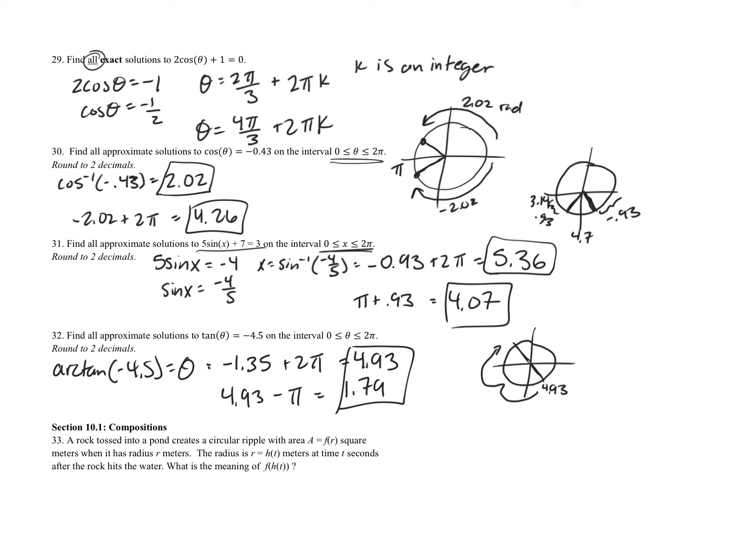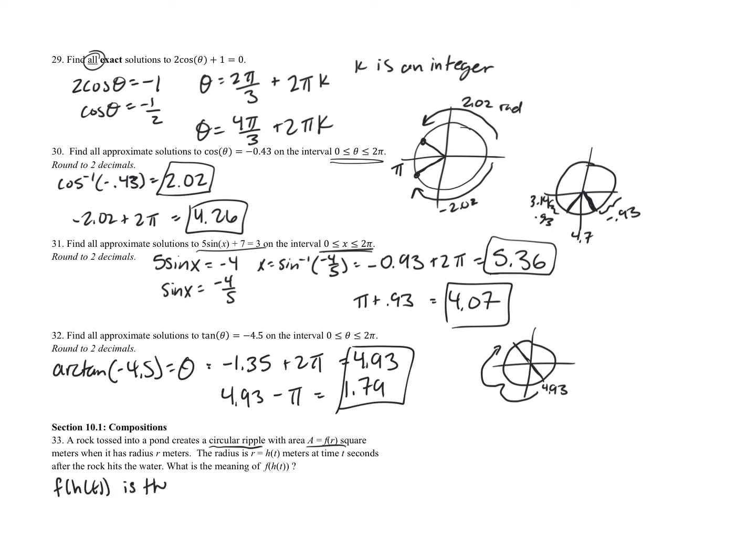All right, on to compositions. A rock is tossed into a pond that creates a circular ripple with area f(r) measured in square meters when it has radius r meters. And the radius r is also a function, h of t, where h of t is in meters at time t seconds after the rock hits the water. So what is the meaning of f of h of t?